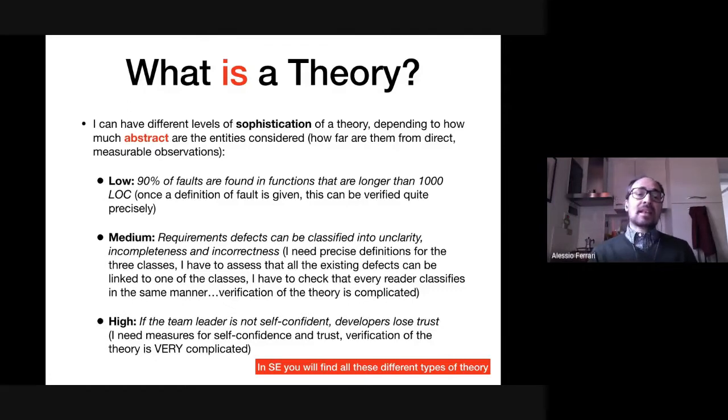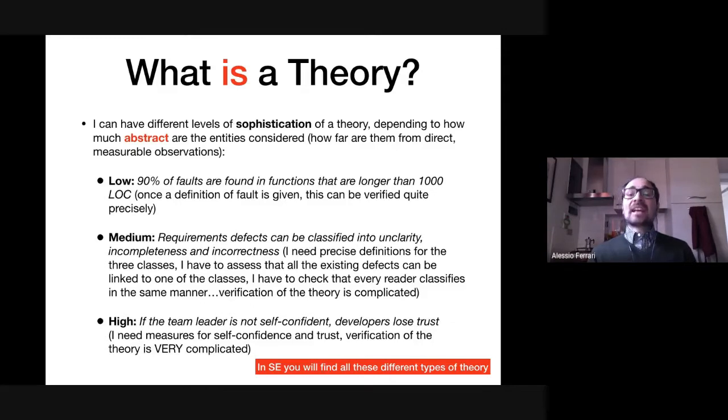Then I have another level of sophistication that is higher. For example, consider this theory: requirements defects can be classified into unclarity, incompleteness, and incorrectness. First of all, here I see that I don't have numbers, and this is the first issue that makes me think it is already more abstract than the other one. Here I need, first of all, a precise definition of the three classes. What does unclarity mean? What does incompleteness mean? What does incorrectness mean?